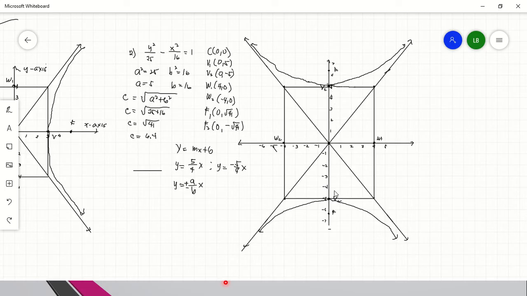So, nandito, vertical ang ating transverse axis. The squared variable y is positive. So, nandito sa ating transverse axis, ito si 2a. At ito naman ngayon, si 2b. So, kung nasaan yung positive, nandun si a. Okay? So, I hope na naintindihan nyo yung pag-graph ng hyperbola with center at 0, 0.